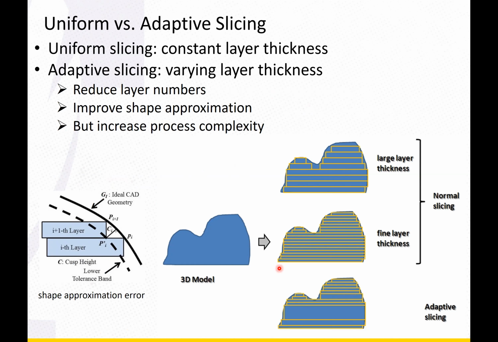The uniform slicing can also achieve a good surface finish as long as you have enough layers. But the thing is that will slow down your process, right? So how about we use fewer layers but achieve a similar or even better shape approximation. That's the ultimate goal for this kind of adaptive slicing.